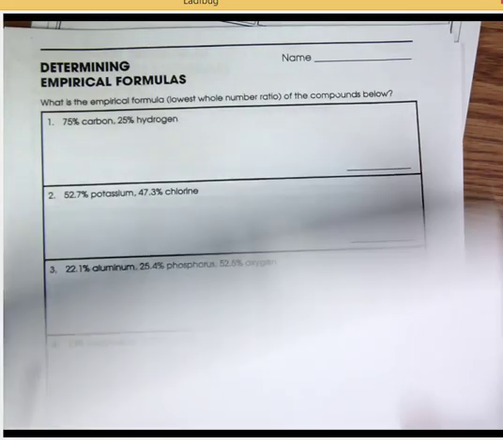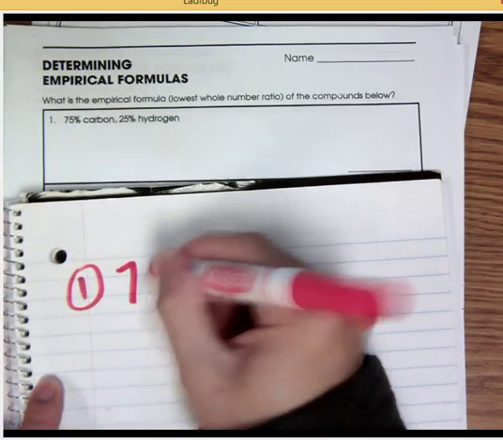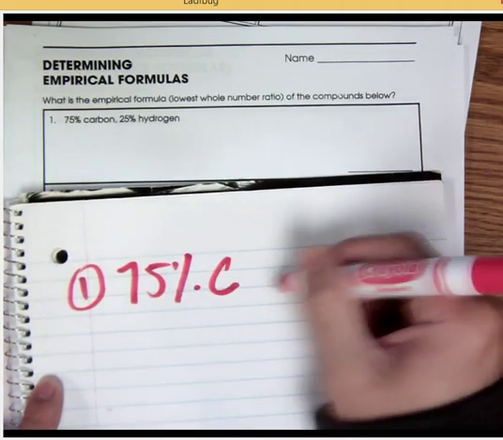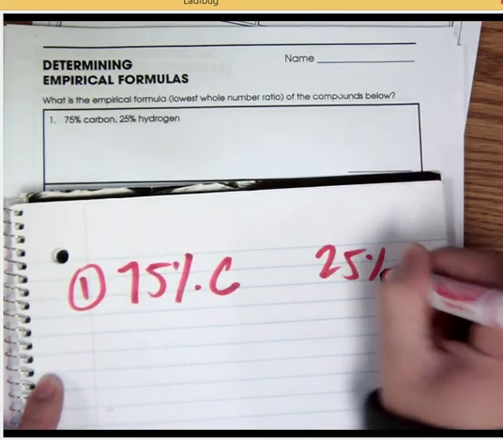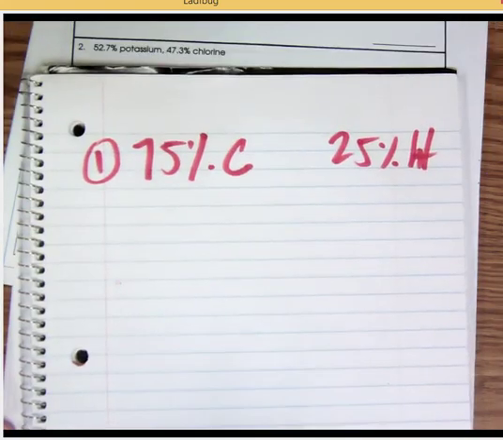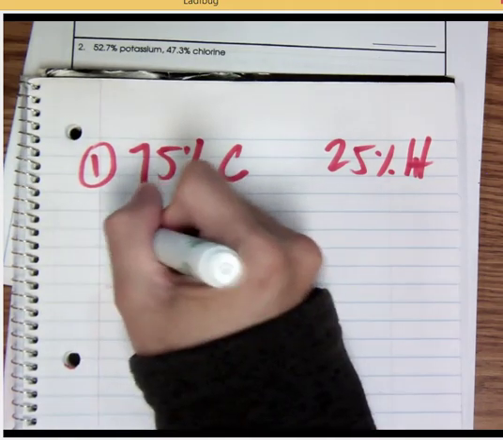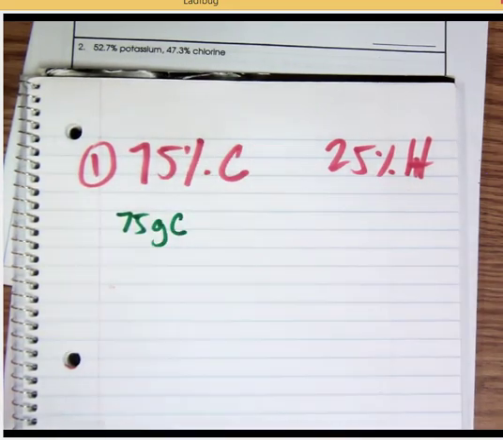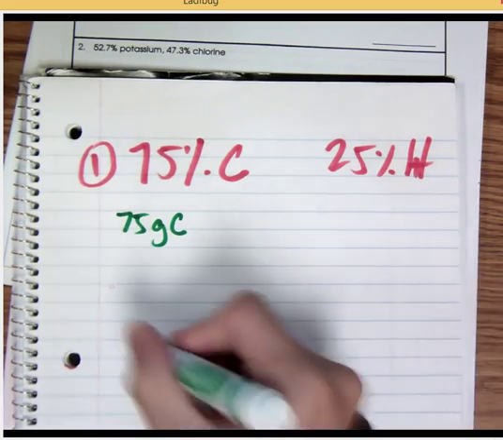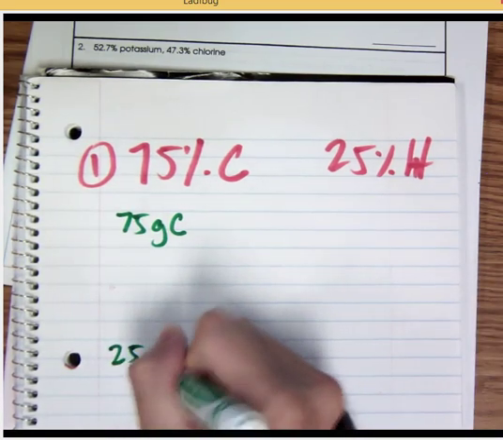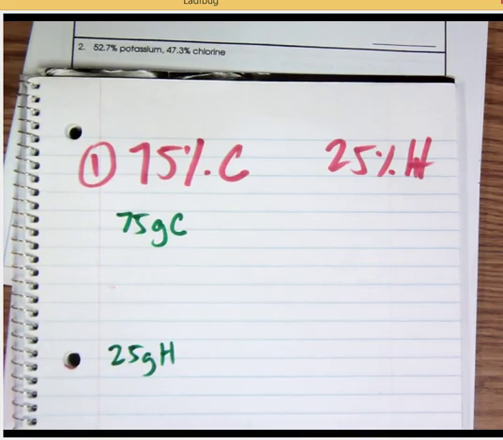So, for example, number 1 here. 75% carbon and 25% hydrogen. Alright? So, what's the first step? The first step is percent to mass. So 75% becomes 75 grams of carbon. 25% hydrogen is 25 grams of hydrogen. Okay?